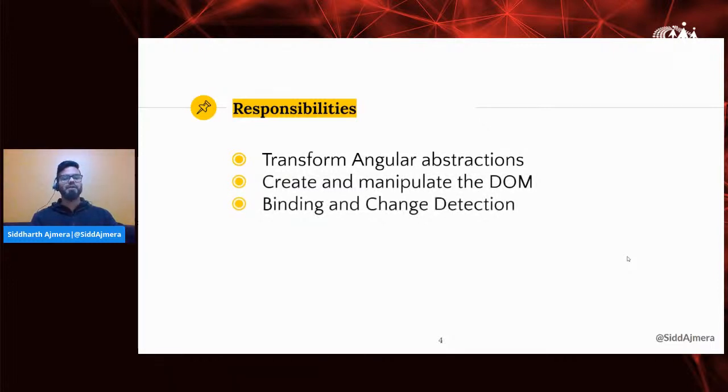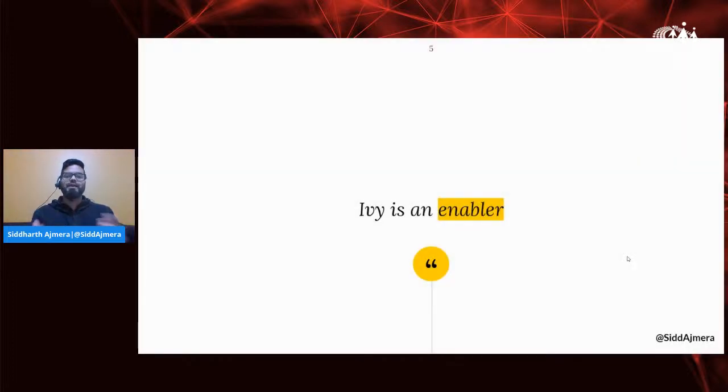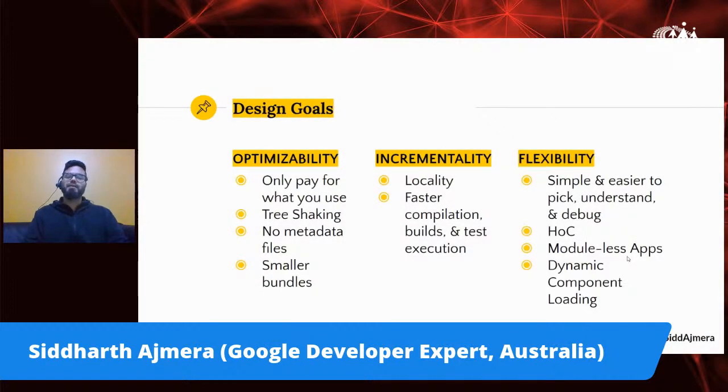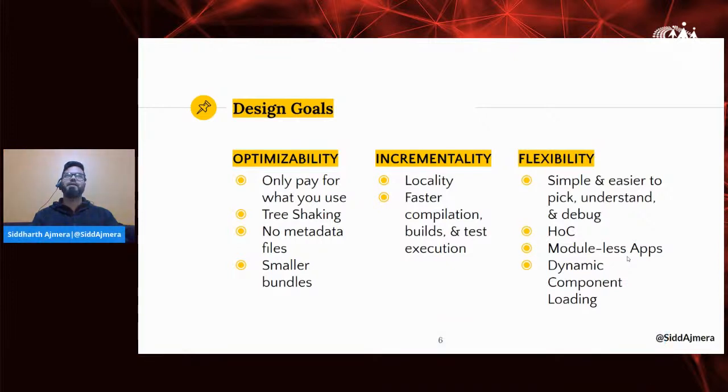It is responsible for data binding and change detection, and it is also responsible for creating CSS and animations, amongst other things. Now, Ivy is also an enabler, and you might have heard quite a lot about this particular statement in the past from a lot of the community members who are really active in terms of Angular. So when the Angular team started to work on Ivy, they had quite a lot of design goals in mind, and everything revolved around three major aspects. It was all about optimizability, incrementality, and flexibility.